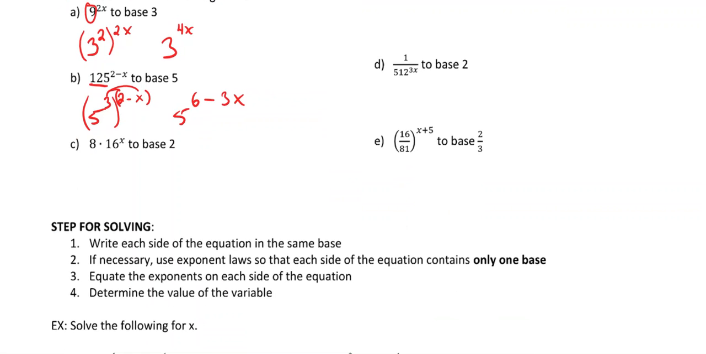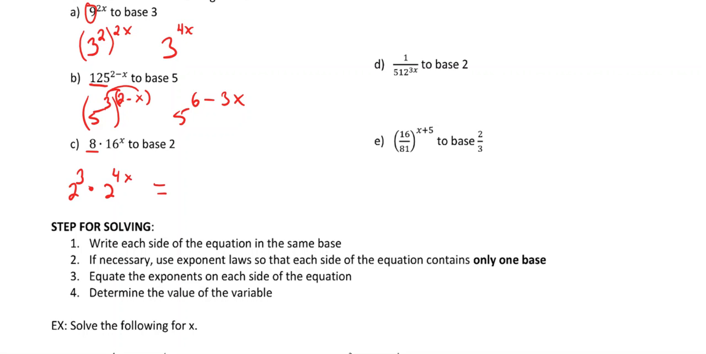All right, let's do another one. So this one, 8 times 16 to the power of x. Well, can we rewrite the 8 as 2 to the power of something? 2 to the power of 3, yep. And then times, and then 16 could be rewritten as 2 to the power of 4. And then that was like times the x, so 4x.